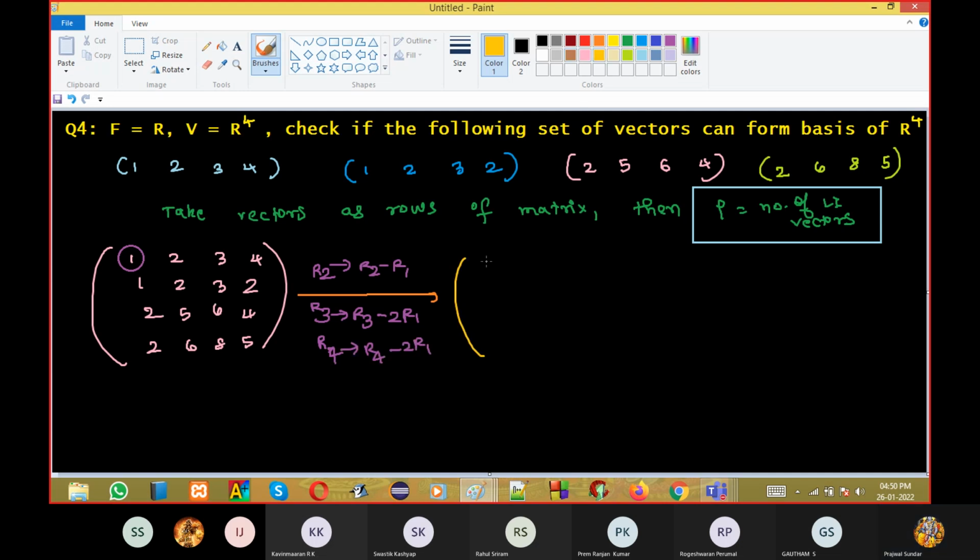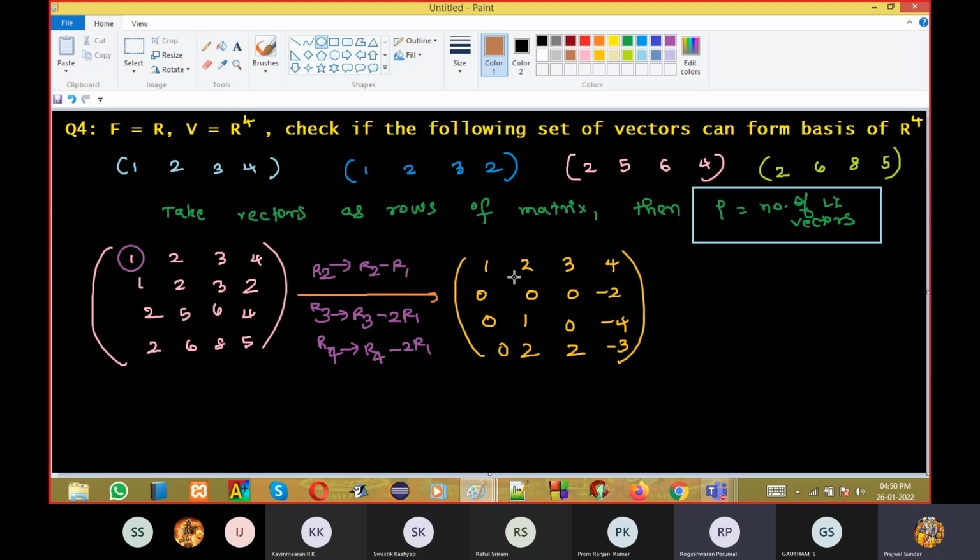So I will get (1, 2, 3, 4), (0, 0, 0, minus 2), (0, 1, 0, minus 4), (0, 2, 2, minus 3). Am I right or not? Someone check, because first we want to have confidence. Please someone verify whether I have done the row operations properly. It is correct. It is correct.